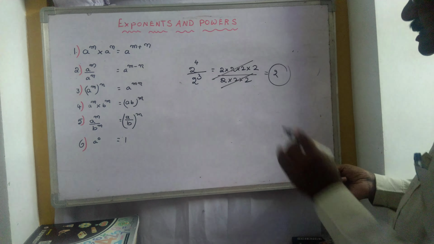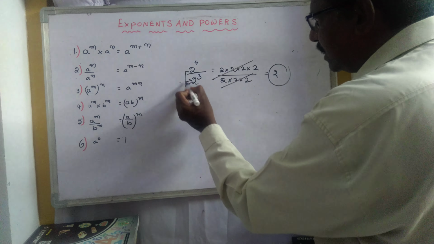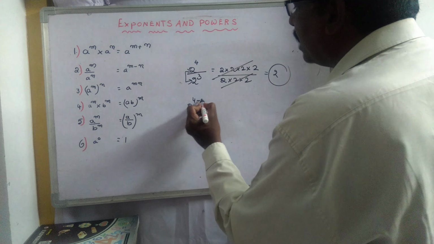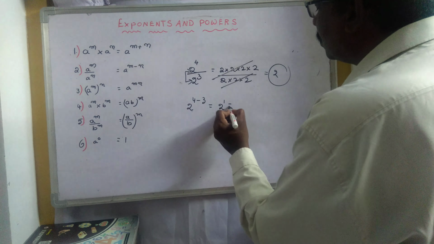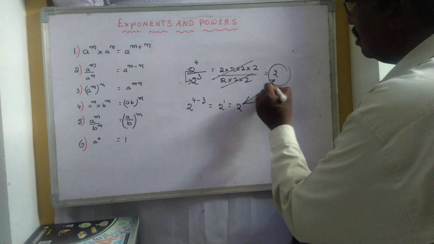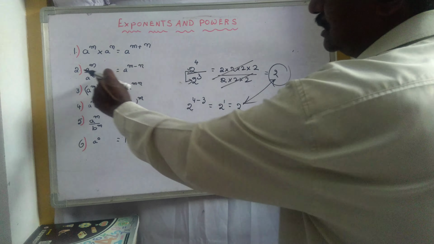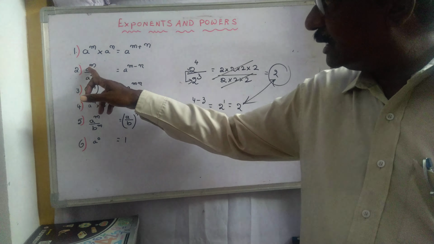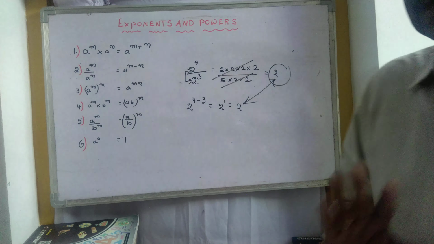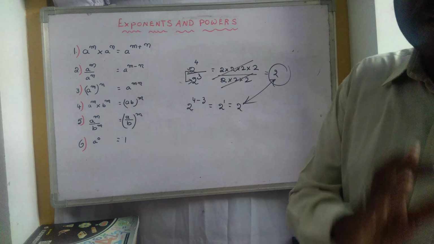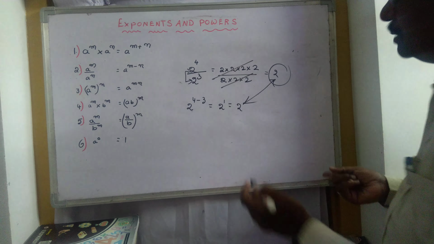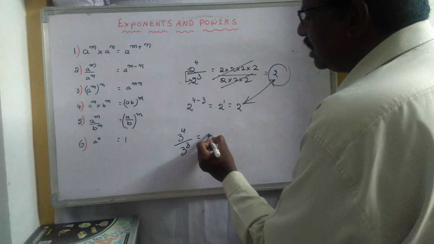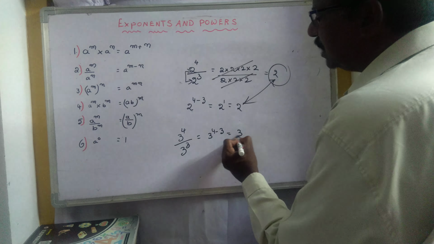You have to think first, this one, the bases are equal in numerator and denominator. You think first, 2 to the power of 4 minus 3, that is 2 to the power of 1, which is equal to 2. So these values are equal. Then you have to write like this formula: numerator base and denominator base are equal, the powers difference is the answer. Similarly, you have to take 3 to the power of 4 by 3 to the power of 3. You have to write 3 to the power of 4 minus 3, that is equal to 3.